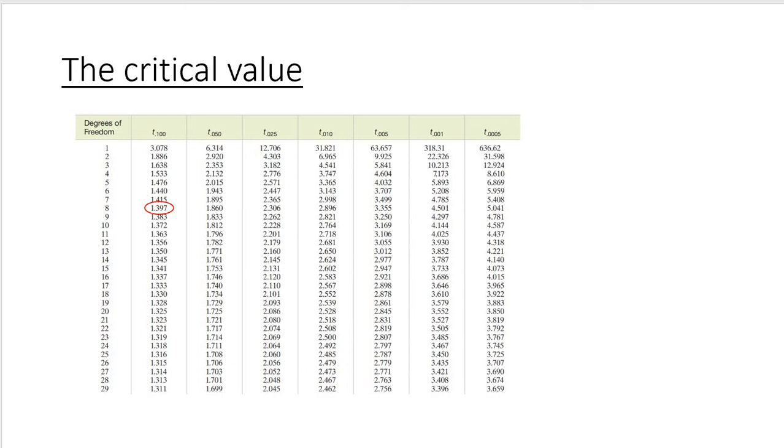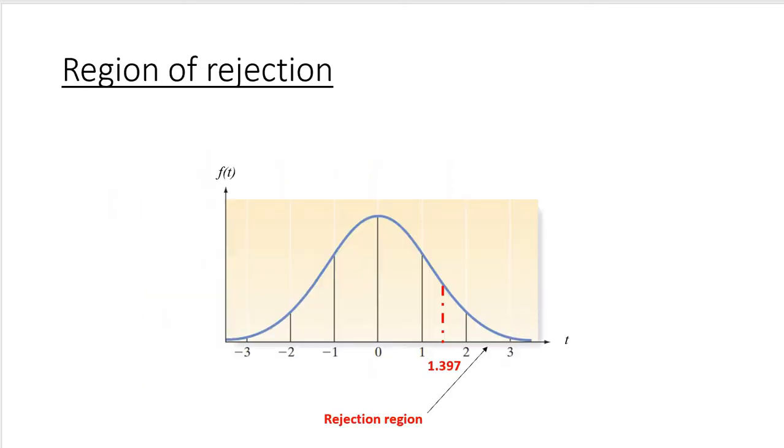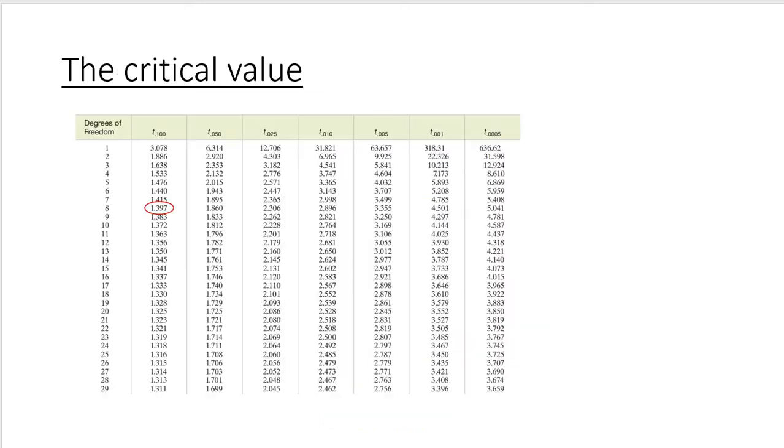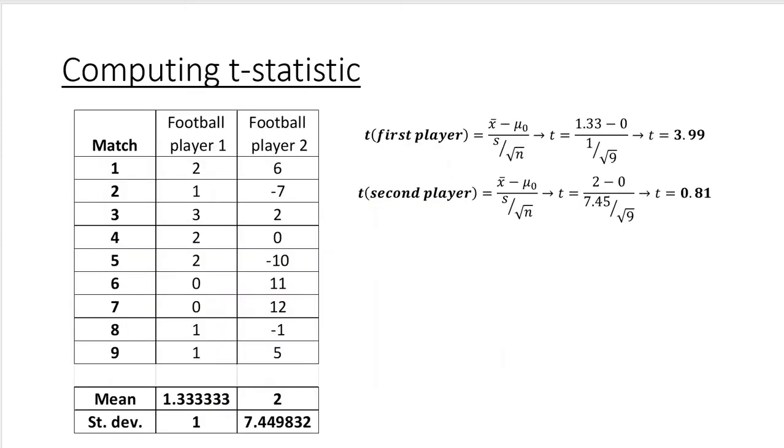That's why we do not split alpha by half, and we are not interested in symmetrical negative value. So that's why when it comes to the rejection region, it's everything to the right from 1.397, as mentioned in the table. So the next step is to compute the statistic.